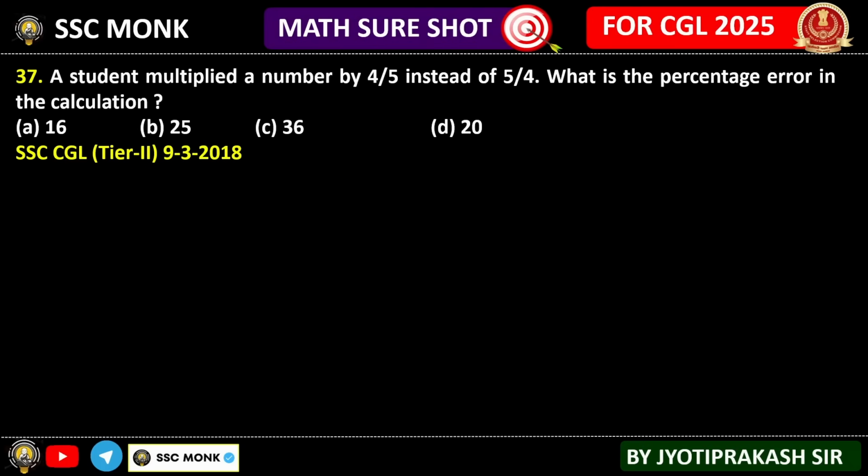Next. A student multiplied a number by 4 by 5 instead of 5 by 4. What is the percentage error in the calculation? Let's say the number was x. He multiplied it by 4 by 5, but it was supposed to be 5 by 4. So what is the difference? 5 by 4 x minus 4 by 5 x upon 5 by 4 x into 100%. Here the denominator will be 20.